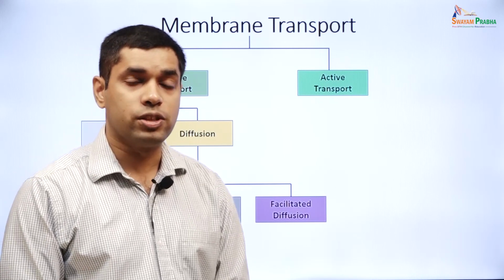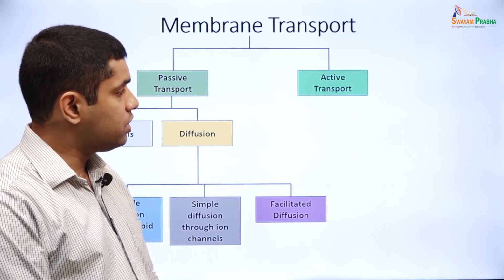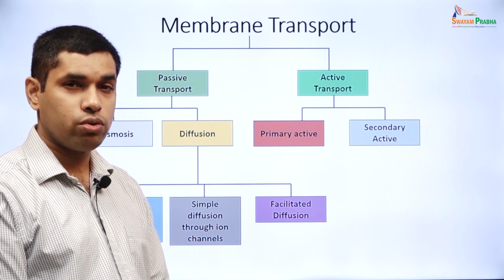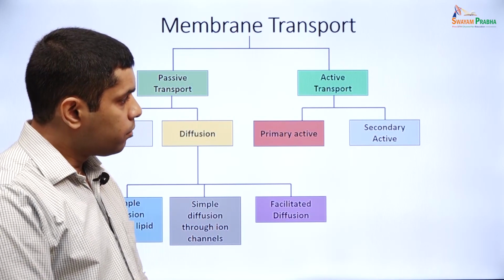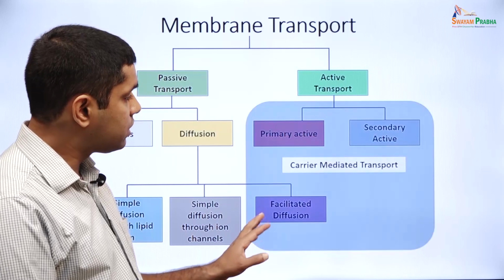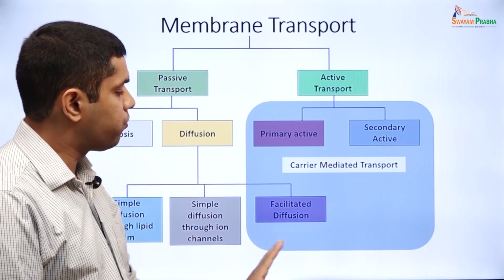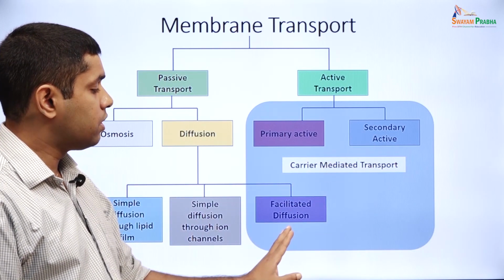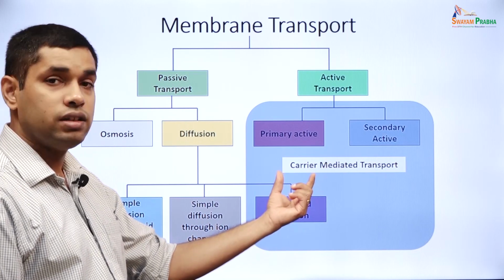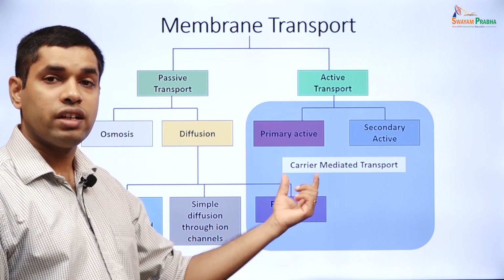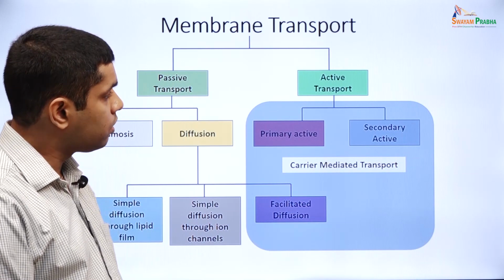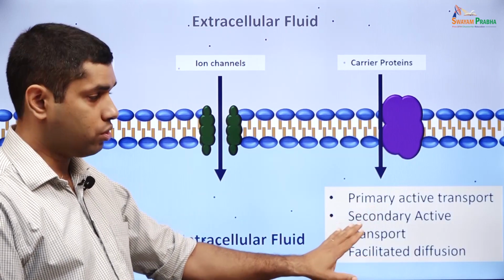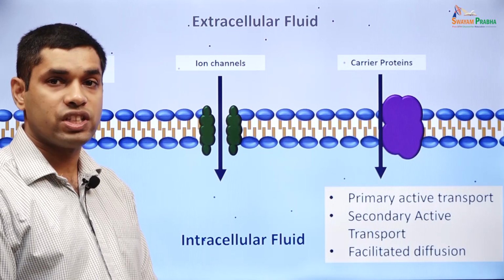When we look at active transport, we could further classify this into primary active as well as secondary active transport. The details of this we will discuss later. But what I want to draw your attention to is this set of transport: primary active, secondary active, as well as facilitated diffusion, which all require a carrier protein, and therefore they are called carrier-mediated transport. So when we're talking about carrier proteins, this is for primary active transport, secondary active transport, as well as for facilitated diffusion.